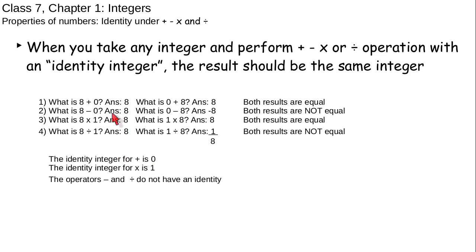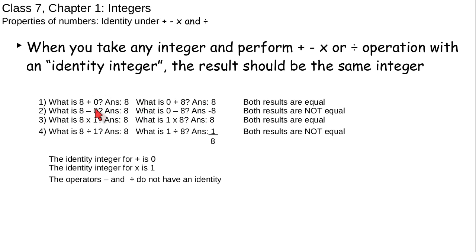Now let's take the subtraction operator, and let's assume for a minute the identity integer is 0. Now what is 8 minus 0? The answer is 8. What is 0 minus 8? The answer is minus 8. These results are not equal. In fact, if you replace 8 with any number, 17, 6, 25, 102 and so on, and you perform these operations, 102 minus 0, the answer is 102. 0 minus 102, the answer is minus 102. These two results are not equal. Therefore, 0 is not an identity integer for subtraction.